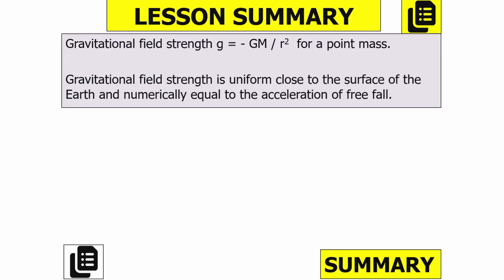So to summarise, gravitational field strength is g equal to minus Gm over r squared for a point mass. The gravitational field strength is uniform close to the surface of the Earth and numerically equal to the acceleration of freefall.